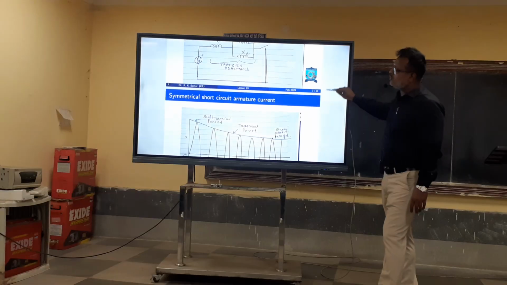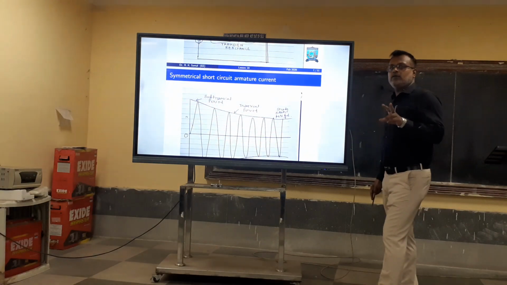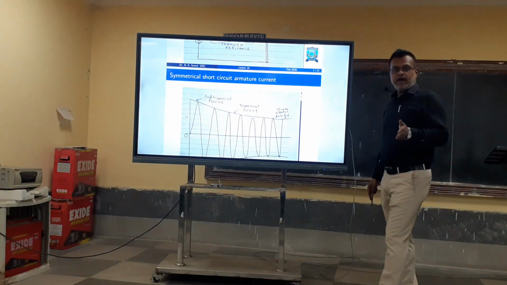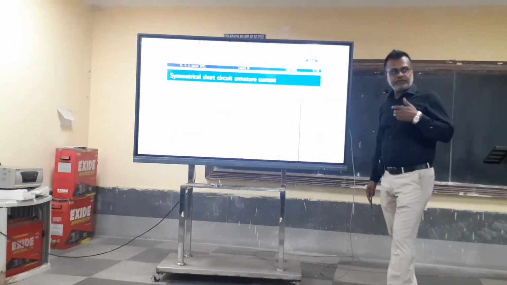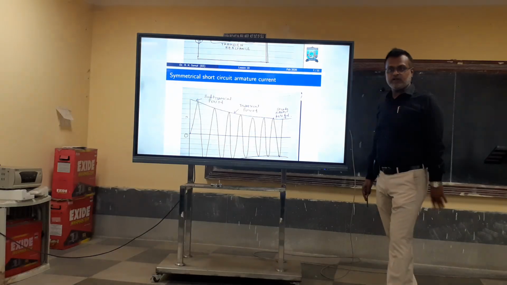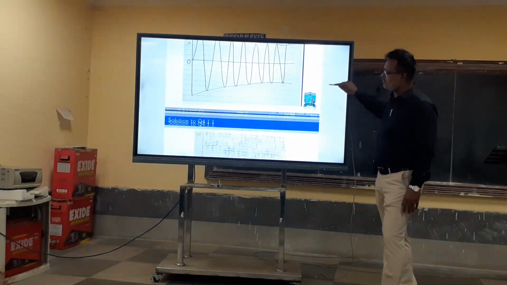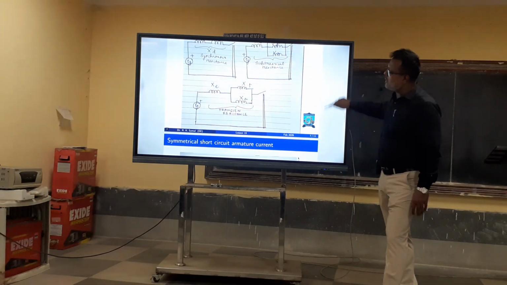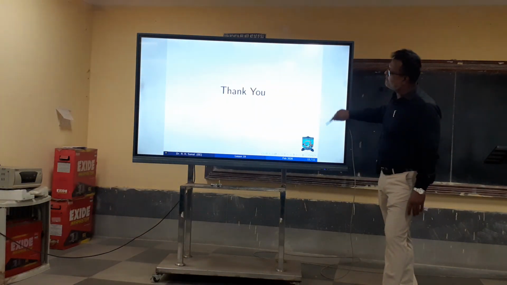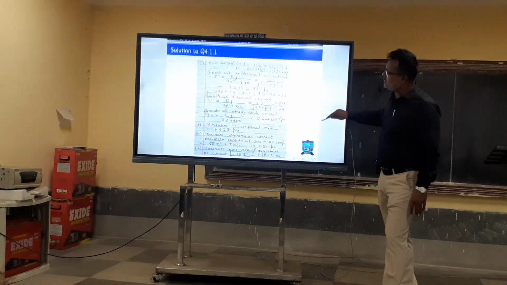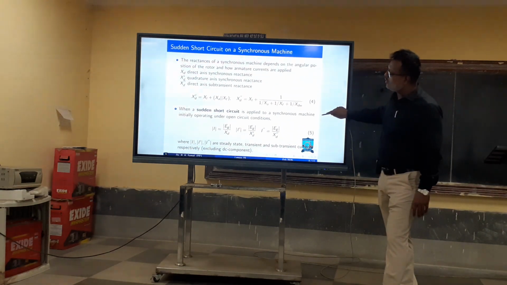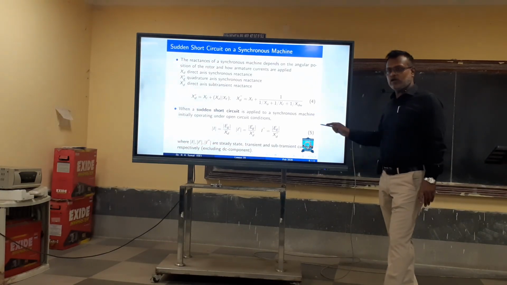So we discussed two things. One is what happens when there is a short circuit on a transmission line, and how the synchronous machine behaves when there is a short circuit on its terminals. Next we will solve a problem based on these equations. Only these equations we are going to use to solve the problem.